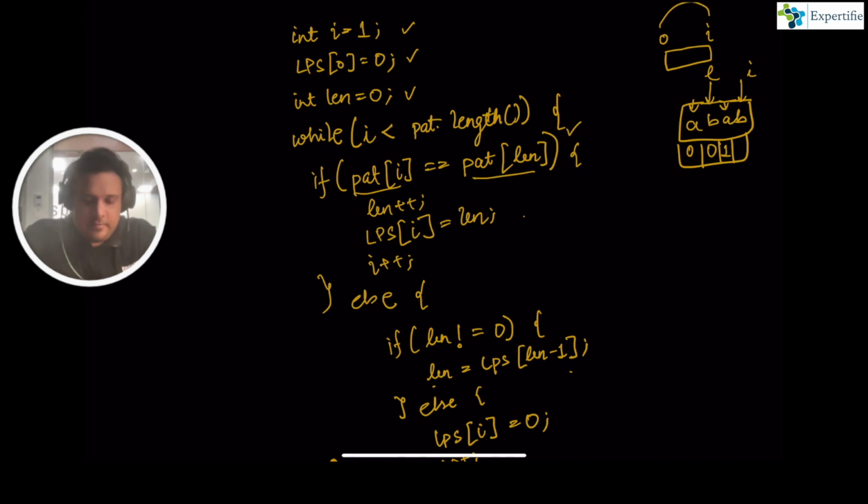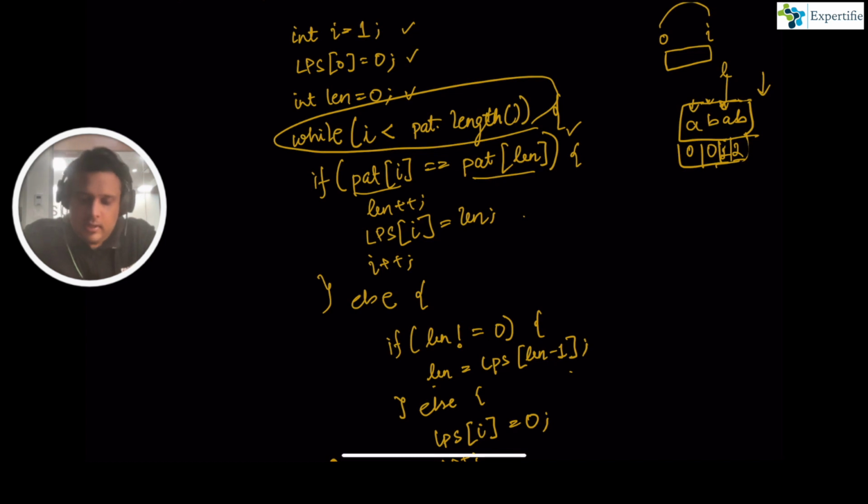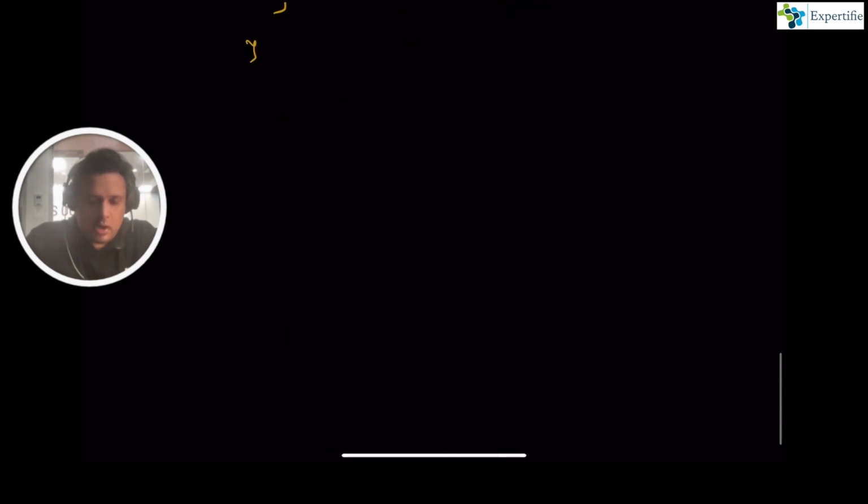Now is B and B the same next time? Yes, again the same. So length goes plus plus, so length becomes from 1 to 2. LPS I equal to length, this becomes equal to 2, and I plus plus. Now I is greater than the length, and this while loop will make it stop, and my LPS 0012 will be returned. Okay, so you know how to create LPS.